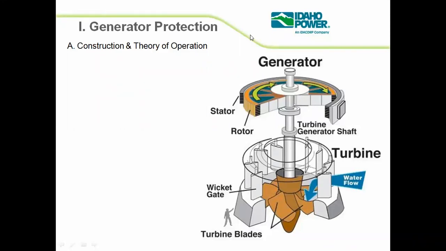Now, let us suppose some fault occurs in the generator installed in the power station. The generator will stop rotating, and hence no electricity will be generated.